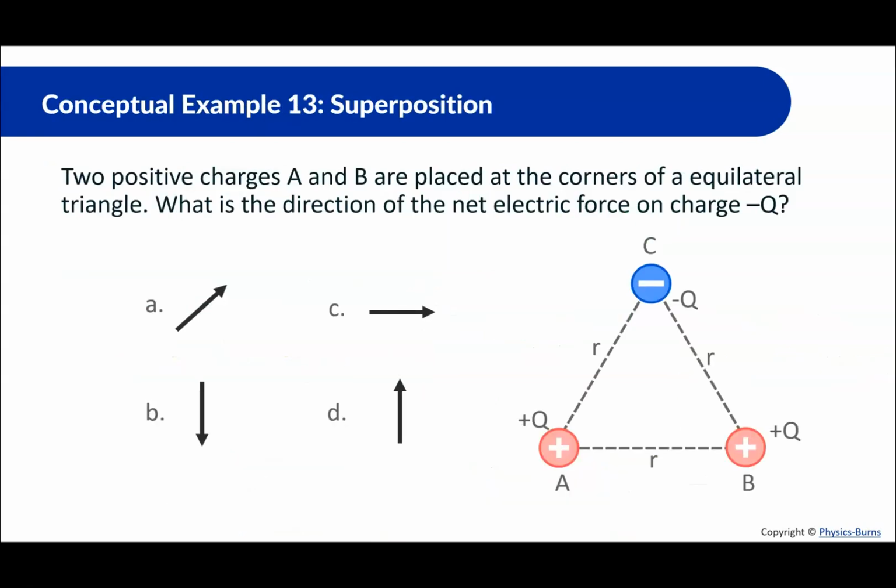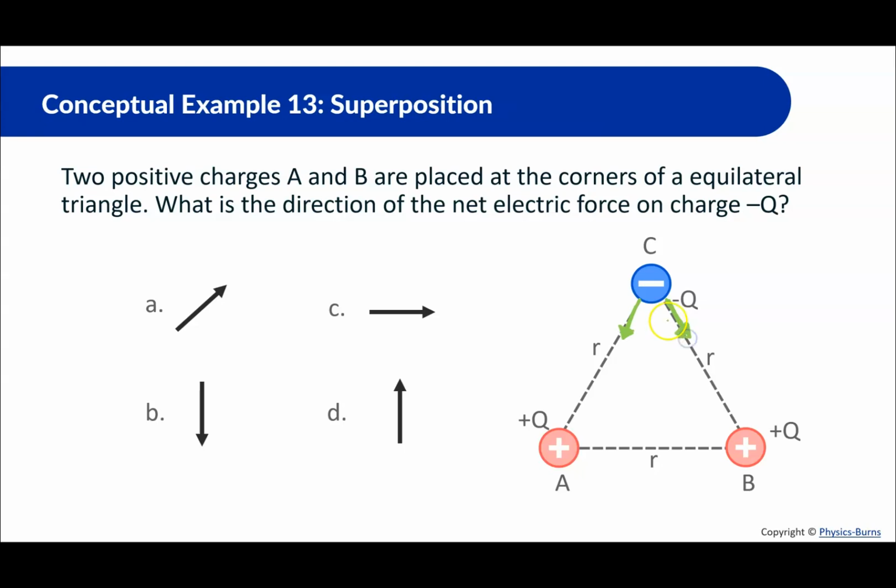All right, moving on. Two positive charges, A and B, are placed at the corners of an equilateral triangle. What is the direction of the net electric force on charge negative Q? Okay, so let's look at this. We should know that in position A, that charge is going to be attracting it this way. Okay, charge B is going to be attracting it this way.